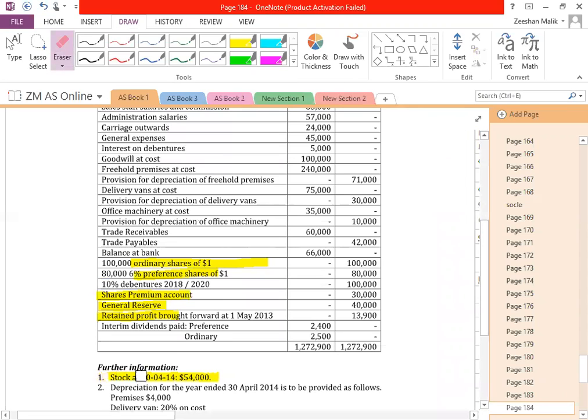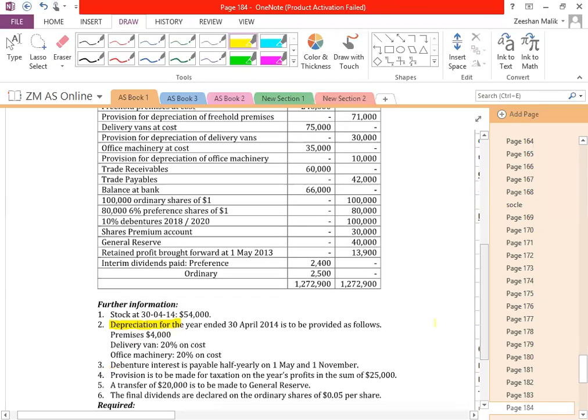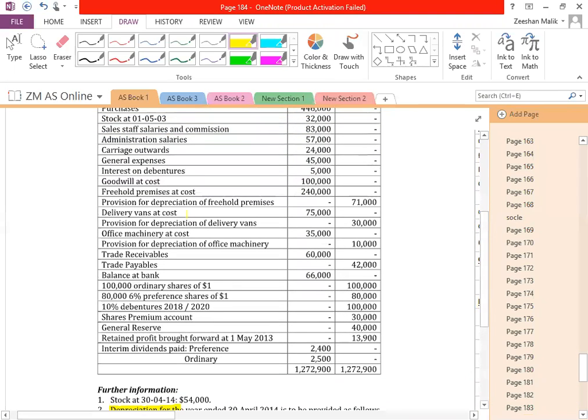Now the second adjustment, here I'm going to indicate, look carefully, depreciation. The first one for premises, 4,000. It is already given, 4,000. Straight away take it to expenses. But look at the old depreciation of premises, 71. So you need to add 71 plus 4, 75 for the statement of financial position.